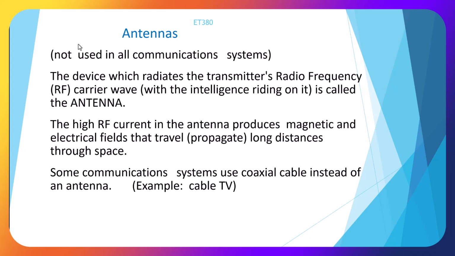One of the other devices we're going to study is antennas, and they're not used in all communication systems. We have wiring and things. So this is a device that radiates the transmitted radio frequency, the carrier wave, with intelligence riding on it, so it's some kind of a carrier and the main signal, and this is called an antenna. The high RF current in the antenna produces magnetic and electric fields that travel long distances through space. Some systems use coaxial cables instead of that. So we're going to study several different types of antennas and do the analysis on those.